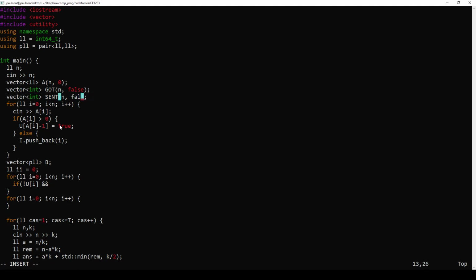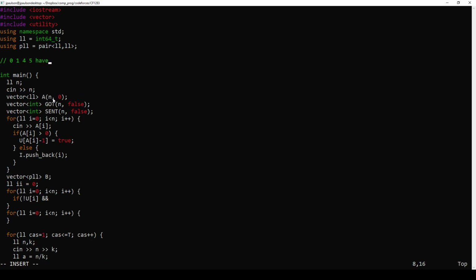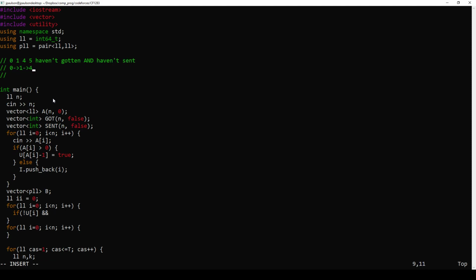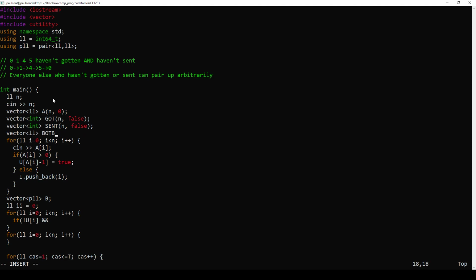So I sort of jumped in without a clear idea of what I'm going to do, but now I think I'm getting there. So I'm going to keep track of who has gotten a gift and who has sent a gift, and all the people who both haven't gotten and haven't sent a gift, I'm going to make a cycle with those people. I'm going to start by pairing them with themselves, and then rotate them by 1. Like if 0, 1, 4, 5 haven't gotten and haven't sent, then I'm going to have 0 send to 1, send to 4, send to 5, send to 0. And everyone else who hasn't gotten or sent can pair up arbitrarily. So it's going to be this vector of both.